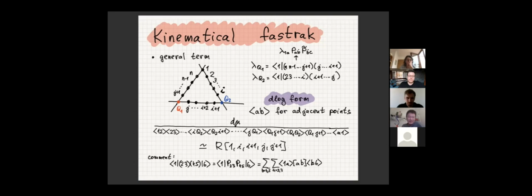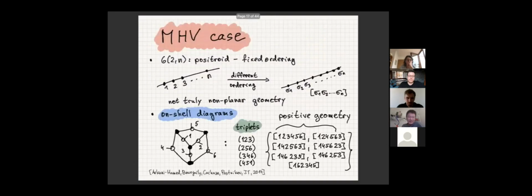So here it's just this configuration. You can say exactly which minors are 0. Those are the ones which correspond to points on a line, and the rest is positive. Everything that is non-zero is positive. Okay, thanks. Okay, great, thank you.